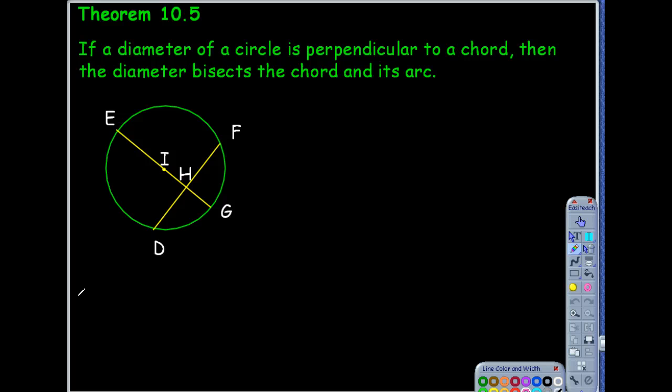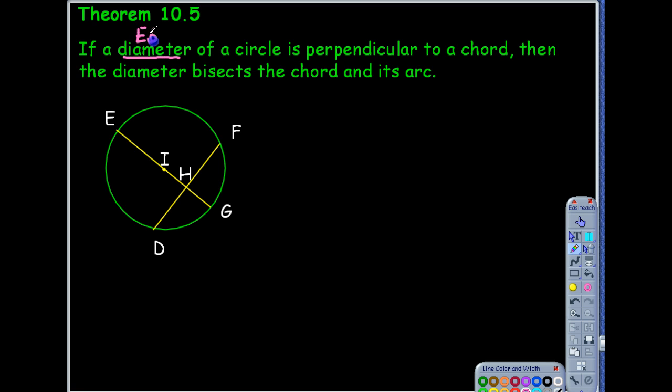It starts with just an if, so this is strictly a conditional statement, and so it only works one way. It says if a diameter of a circle is perpendicular to a chord, okay? So how do we know when something's a diameter? Because it's a chord that goes through the center of the circle. So in this picture, what do you think would be the diameter? EG. And that's because notice the center is point I. Now, this is also a chord, but it's not considered the diameter because it doesn't go through the center. So in this case, the diameter we're talking about is segment EG.